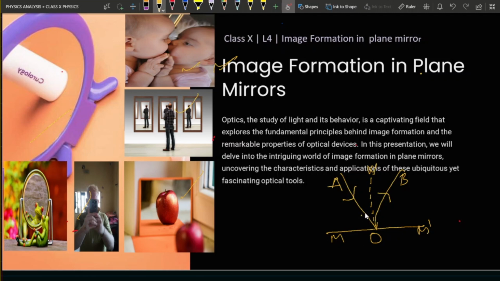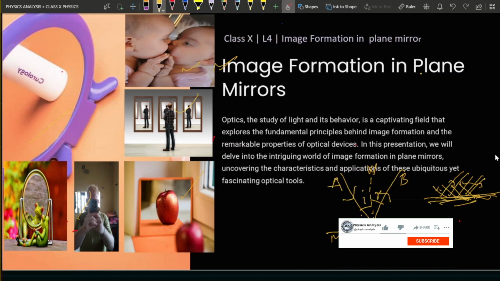So we have seen according to the law of reflection of light, this angle will be equal to this angle. Angle I is equal to angle R. And let me assure you that a plane mirror shows regular reflection.